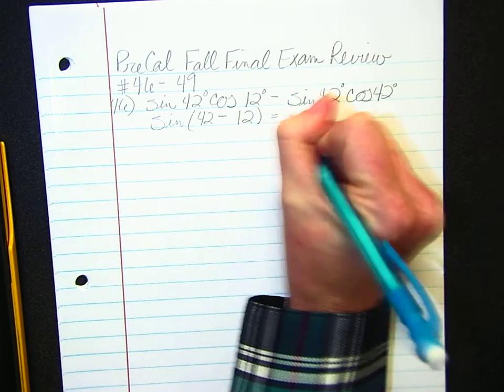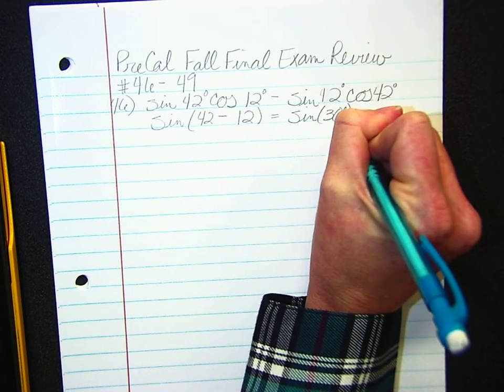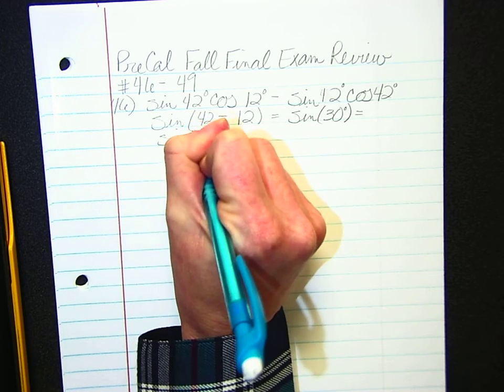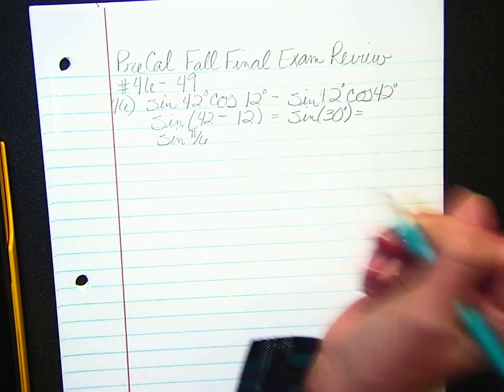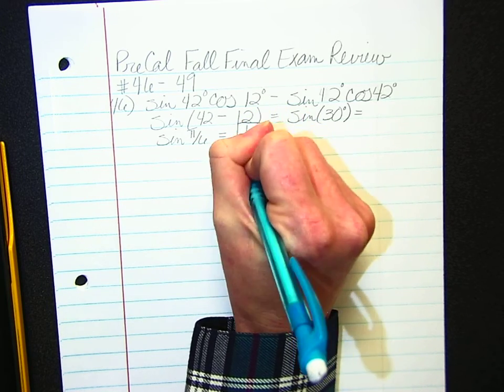All right, so let me go ahead and say then that what we're finding is the sine of 30 degrees. 42 minus 12 will give me 30 degrees, and 30 degrees I know is the same thing as pi over 6. So again, if you're more comfortable working in radians, that's perfectly fine. So in the unit circle, the sine of pi over 6 is 1/2.